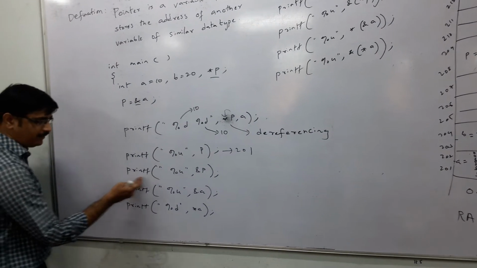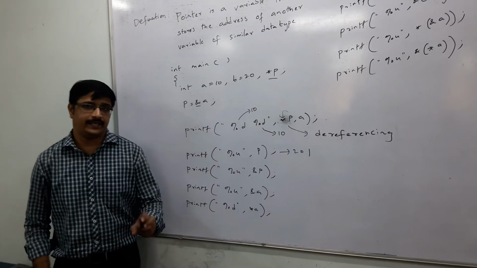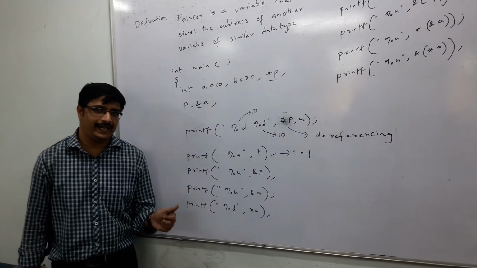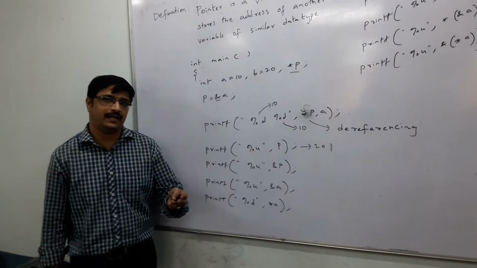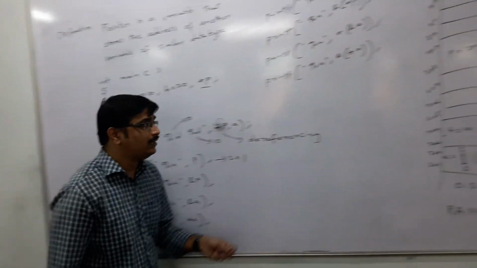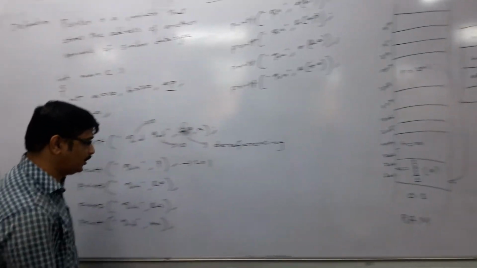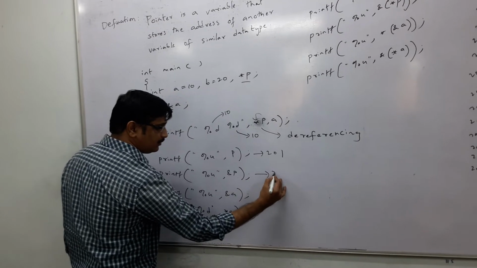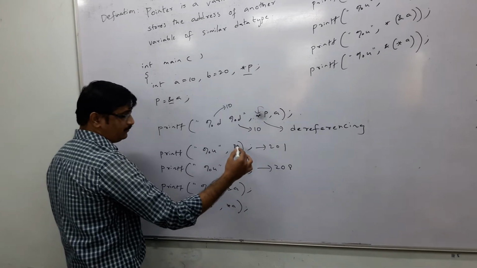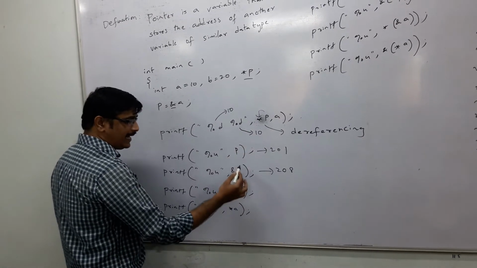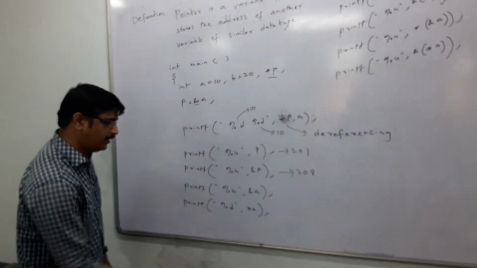Now printf("%u", &p). What is &p? That is the address of p. Just like &a indicates the address of a, in a similar way &p indicates the address of that particular pointer variable. So what is the address of this pointer variable? That is 208. So here it is going to print 208. *p is the value of a, the value held by the pointer variable p, and &p indicates the address where the pointer variable is located.